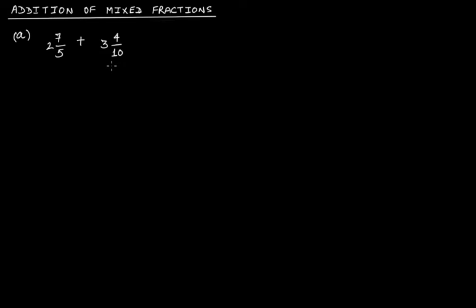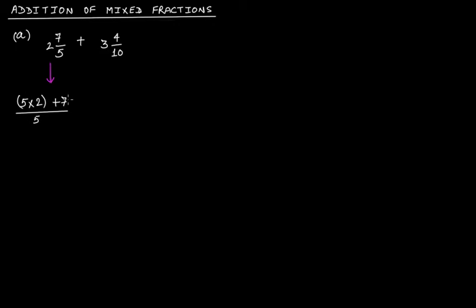So in addition of mixed fractions, there can be two ways to do that. I'm going to first discuss the first way, and that would be you just convert them into improper fractions. Now if you remember, to convert them into improper fractions, you take this denominator, that is 5, times this whole number, 2, plus 7, and divide by this denominator 5, right?